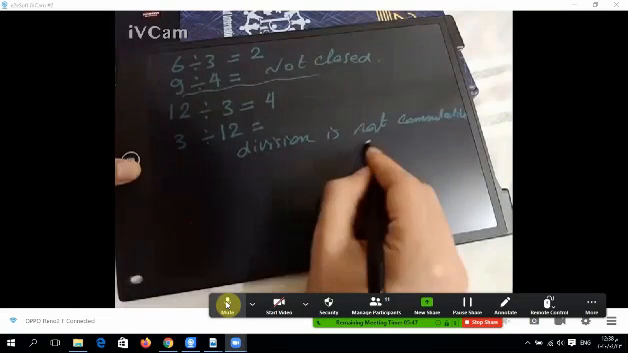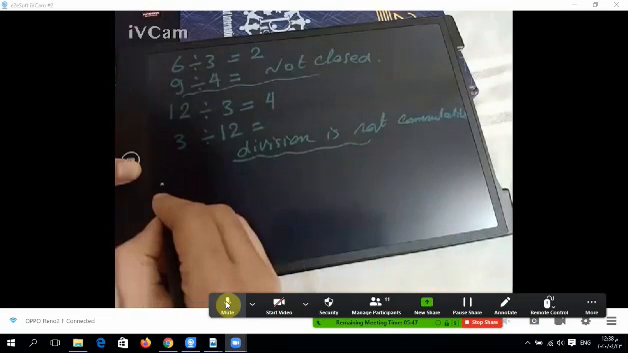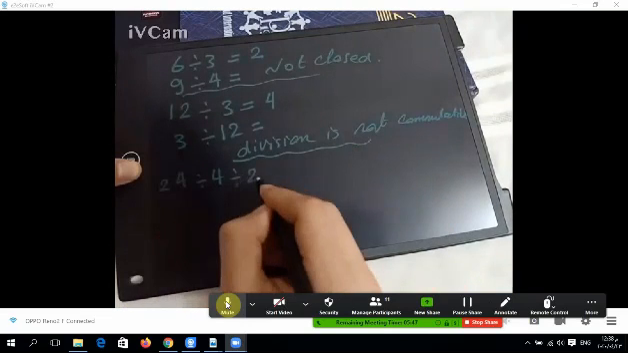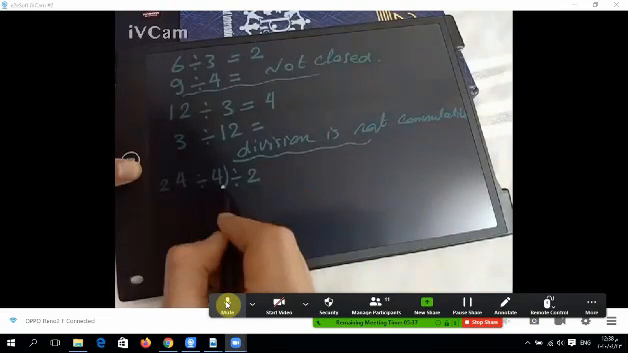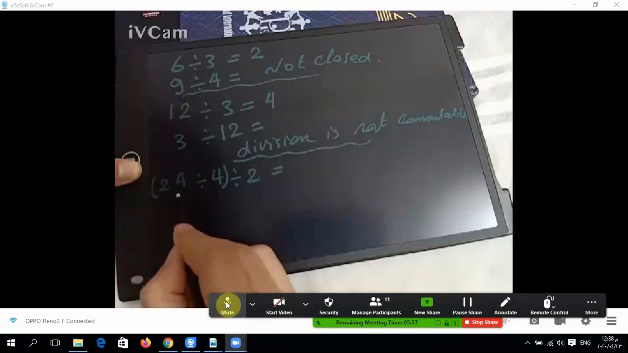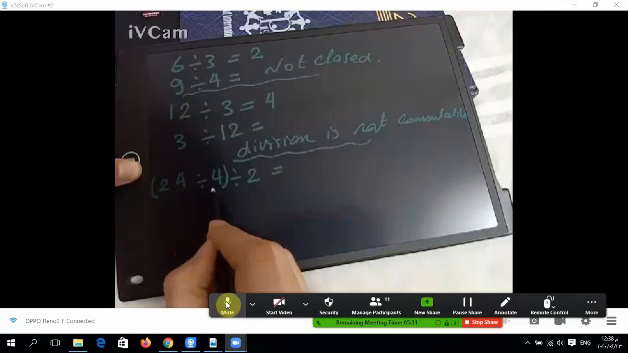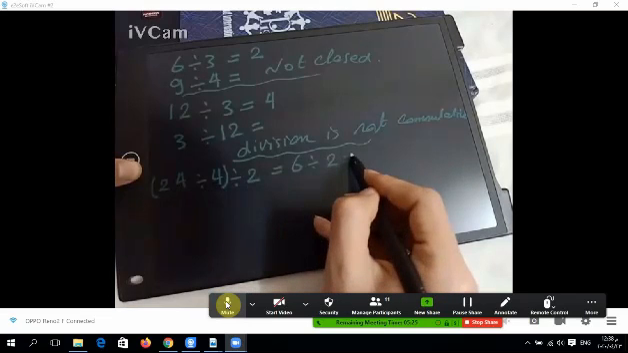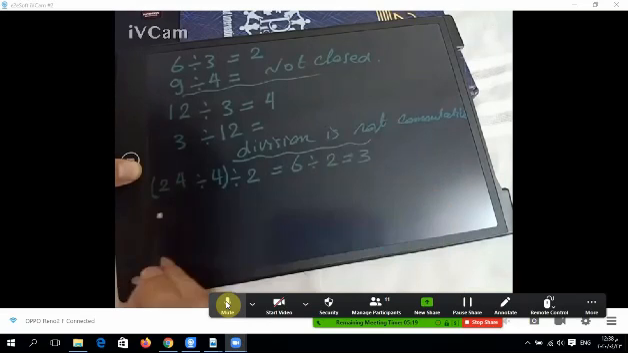If we have numbers like 24 divided by 4 divided by 2, and I take the first two numbers together, I will start with the bracket. 24 divided by 4 equals 6. 6 divided by 2 is equal to 3. That's how we can take the first two.